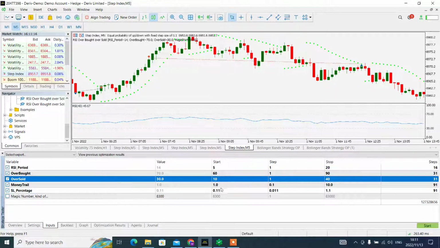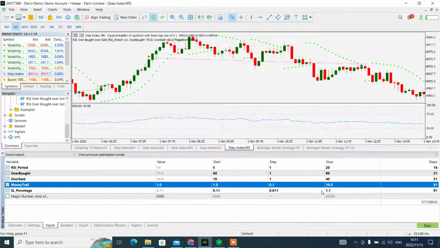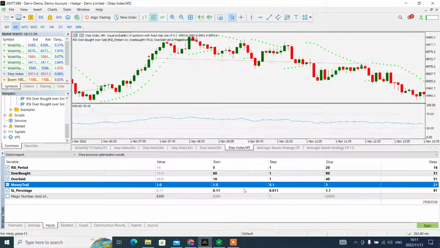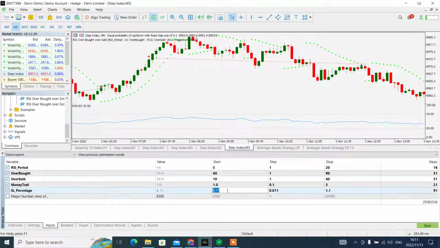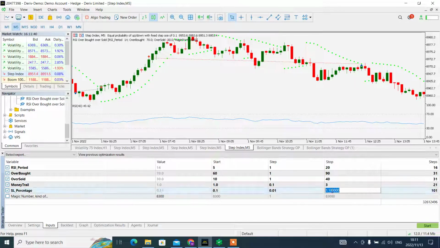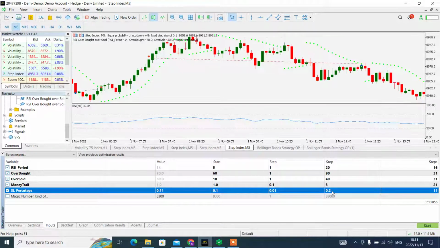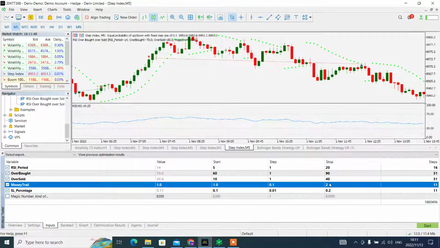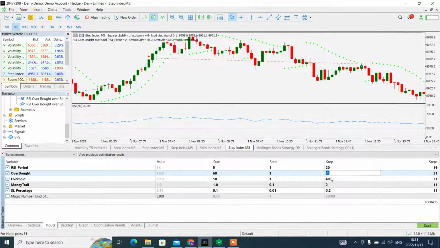For the money trail, let's not trail less than 1, so we're going to trail from 1 up to 3. Another thing we're going to trail is the stop loss, starting from 1 and adding 0.1 up to 0.2. Another thing I'm noticing is that this range is a lot for that one. And for overbought, let's make it 90, that is fine.